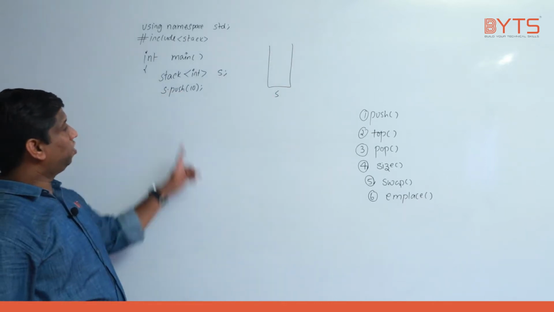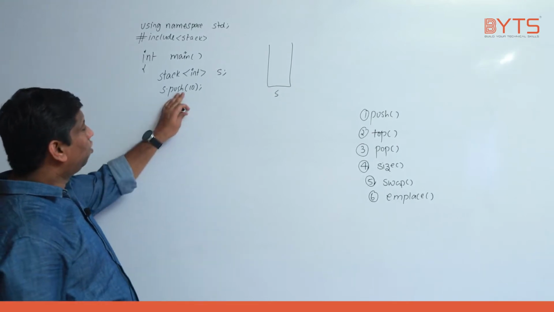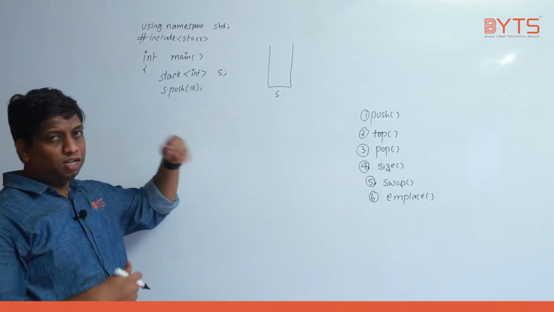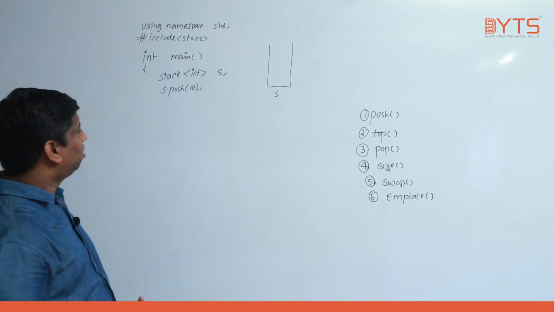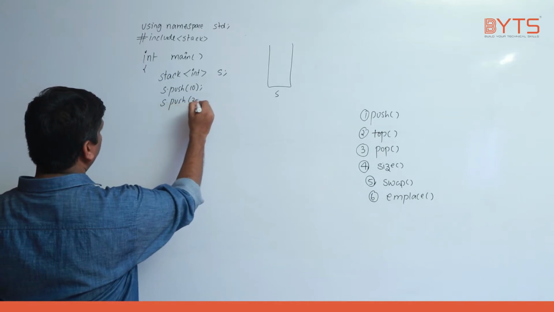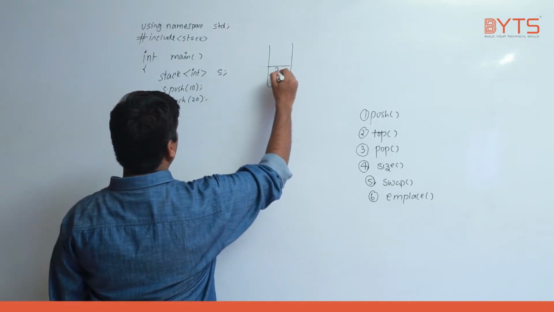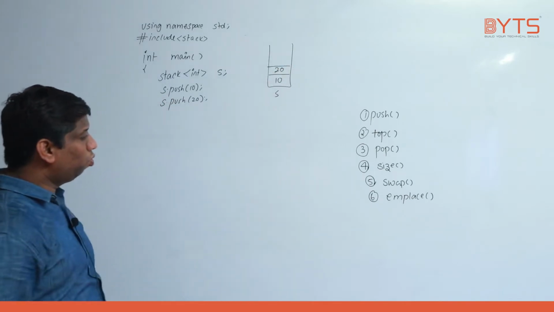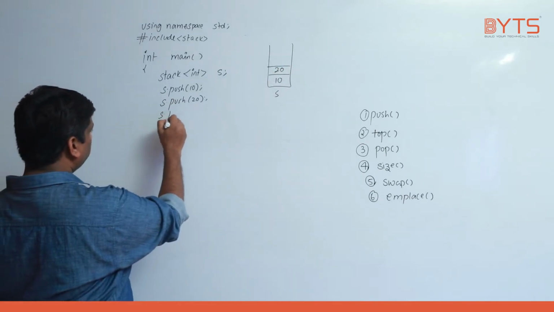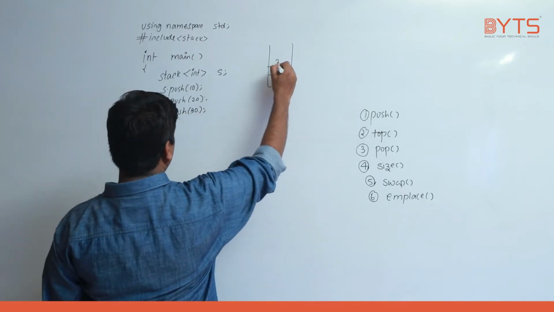This function is a predefined function. In C, you would write only push of 10, and the 10 is pushed onto the stack. Now again I write s dot push of 20, and 20 is pushed onto the stack. I hope this is very clear. Now s dot push of 30, so 30 comes here.